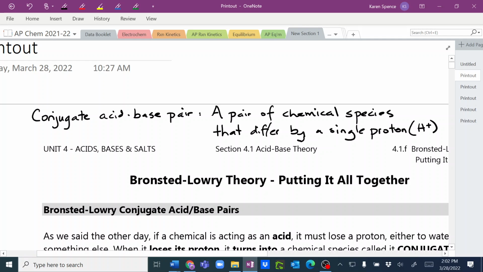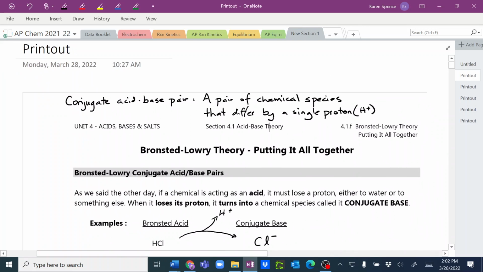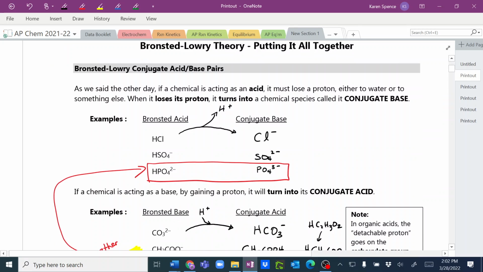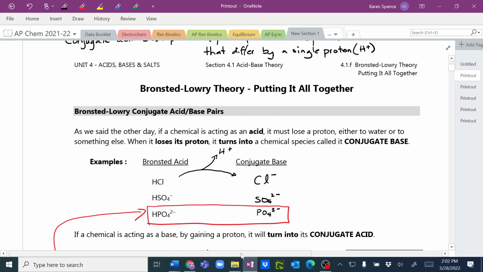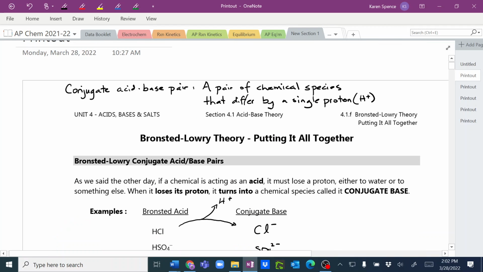So anytime I ask you for a conjugate acid-base pair, those two chemicals should look almost identical. There should just be one extra H on one of them and one less H on the other, okay? Good, can I move?